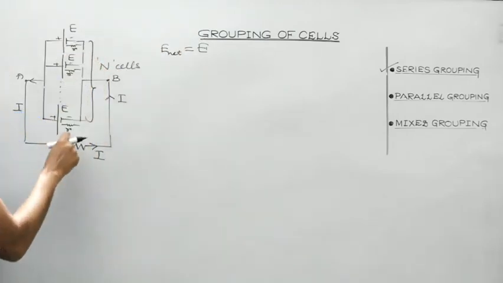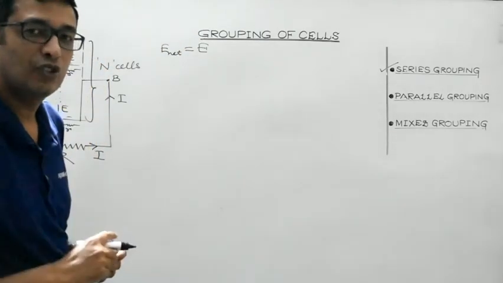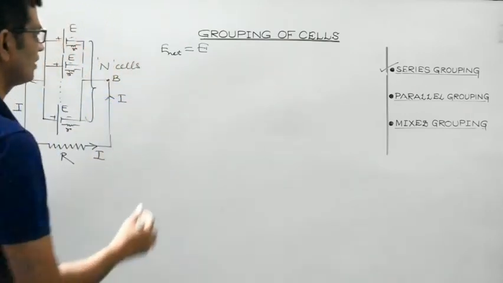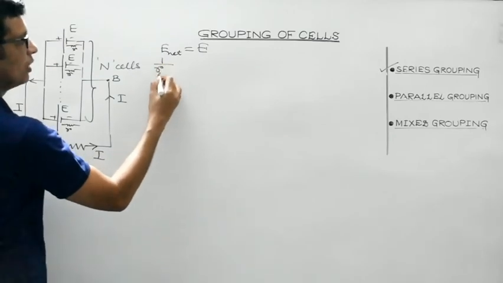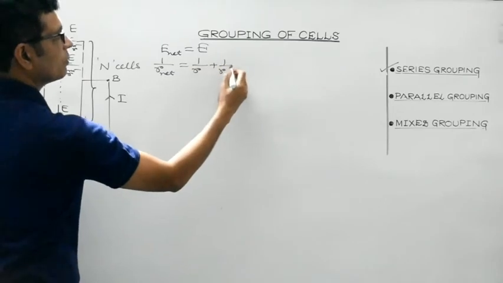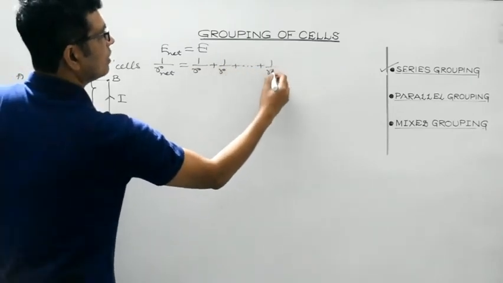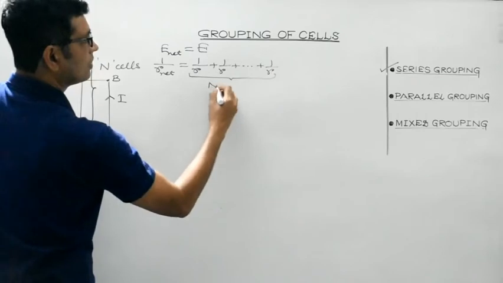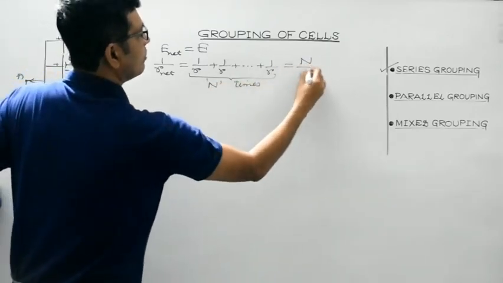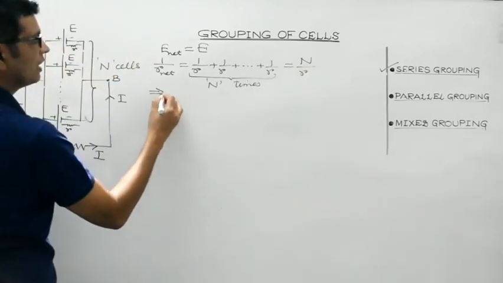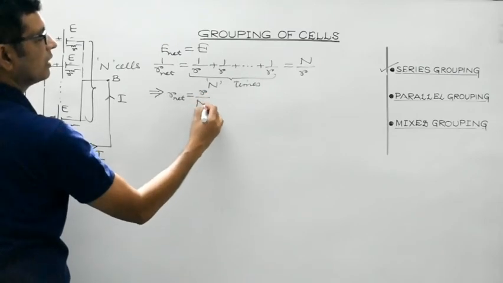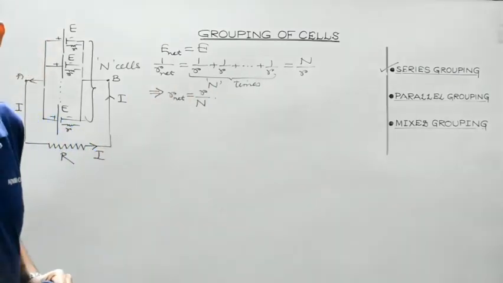And these internal resistances are connected in parallel. So let's try to find out the net internal resistance in the parallel grouping of cells. In the parallel combination, this is the formula which we make use of. 1 by r net would be equal to 1 by r plus 1 by r and so on, n times. So what you get is n by r, which implies that net internal resistance would be equal to r by n. Is this clear, students?